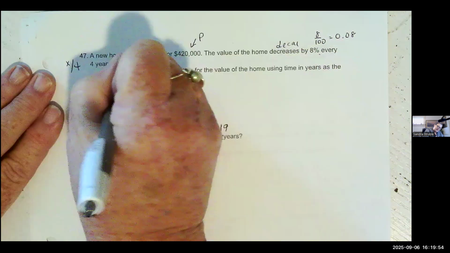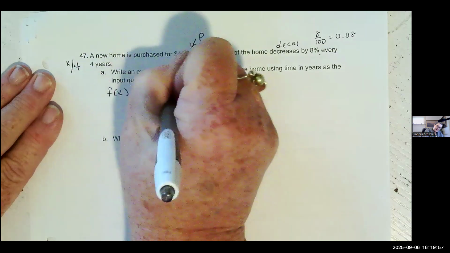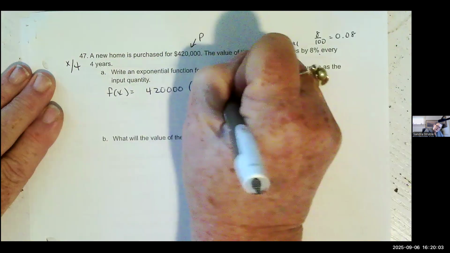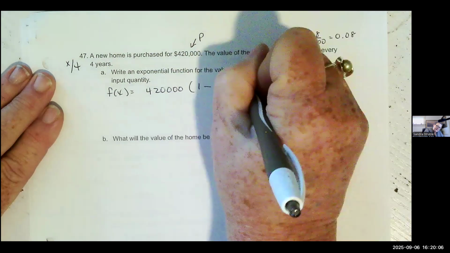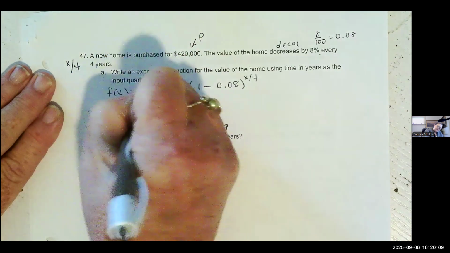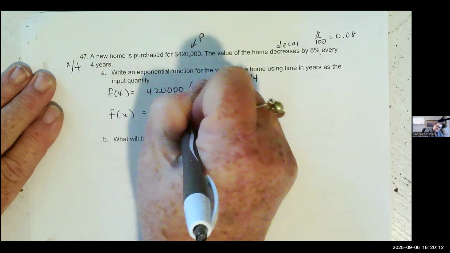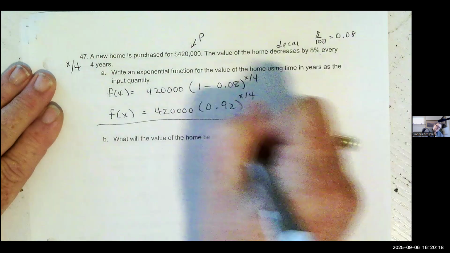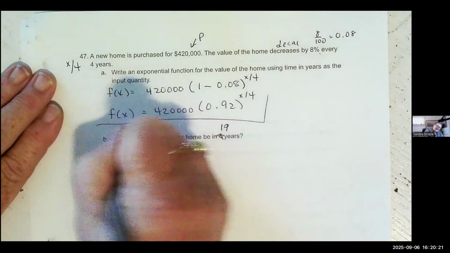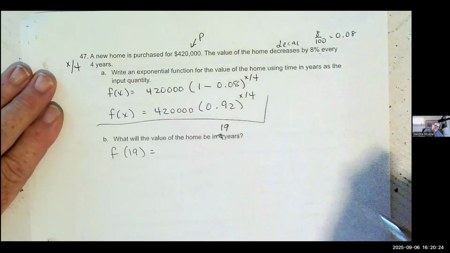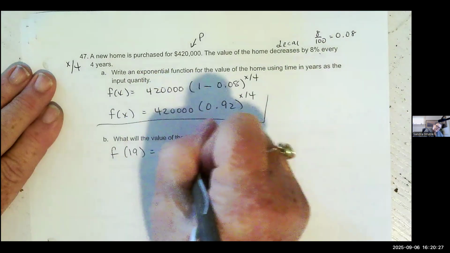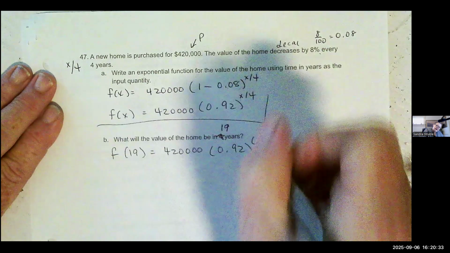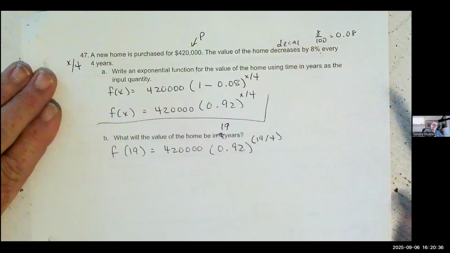Exponential function, f of x, initial value 420 grand. It's a nice house. Decaying by 8%, so 1 minus 0.08, and the exponent is x divided by 4. So f of x, 0.92 raised to the x divided by 4. So there's my exponential function. Now I'm going to plug in 19 for my x, and I get 420,000 times 0.92 raised to the, don't forget your parenthesis, 19 divided by 4, close parenthesis.